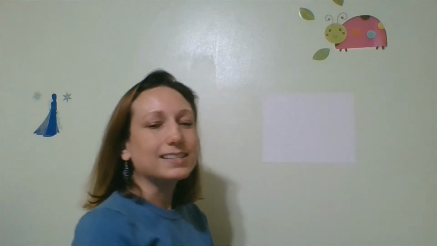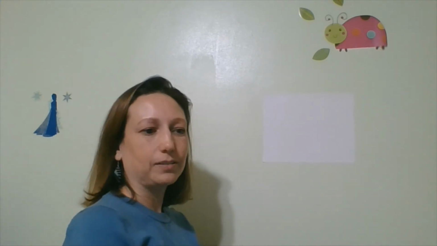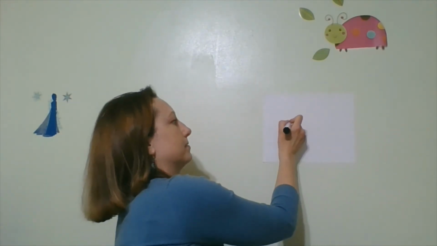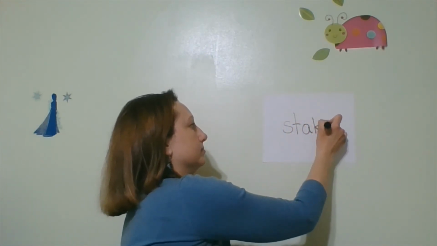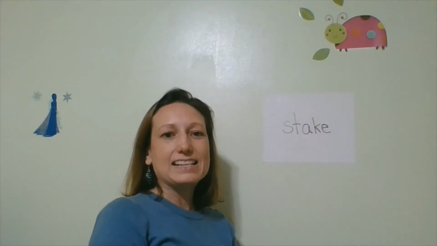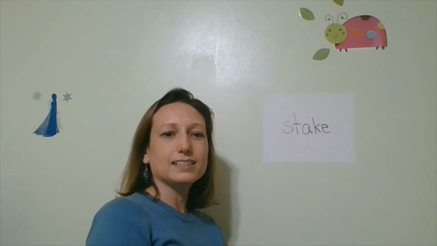Number four, stake. Stake. This is not the steak that you eat. This is a stake like you might stick in the ground to hold up a tomato plant or to start a fence, a stake in the ground. Or you might have to stake down your tent. Let's sound it out. Stake. So how did you spell stake? S-T-A-K-E. Stake.